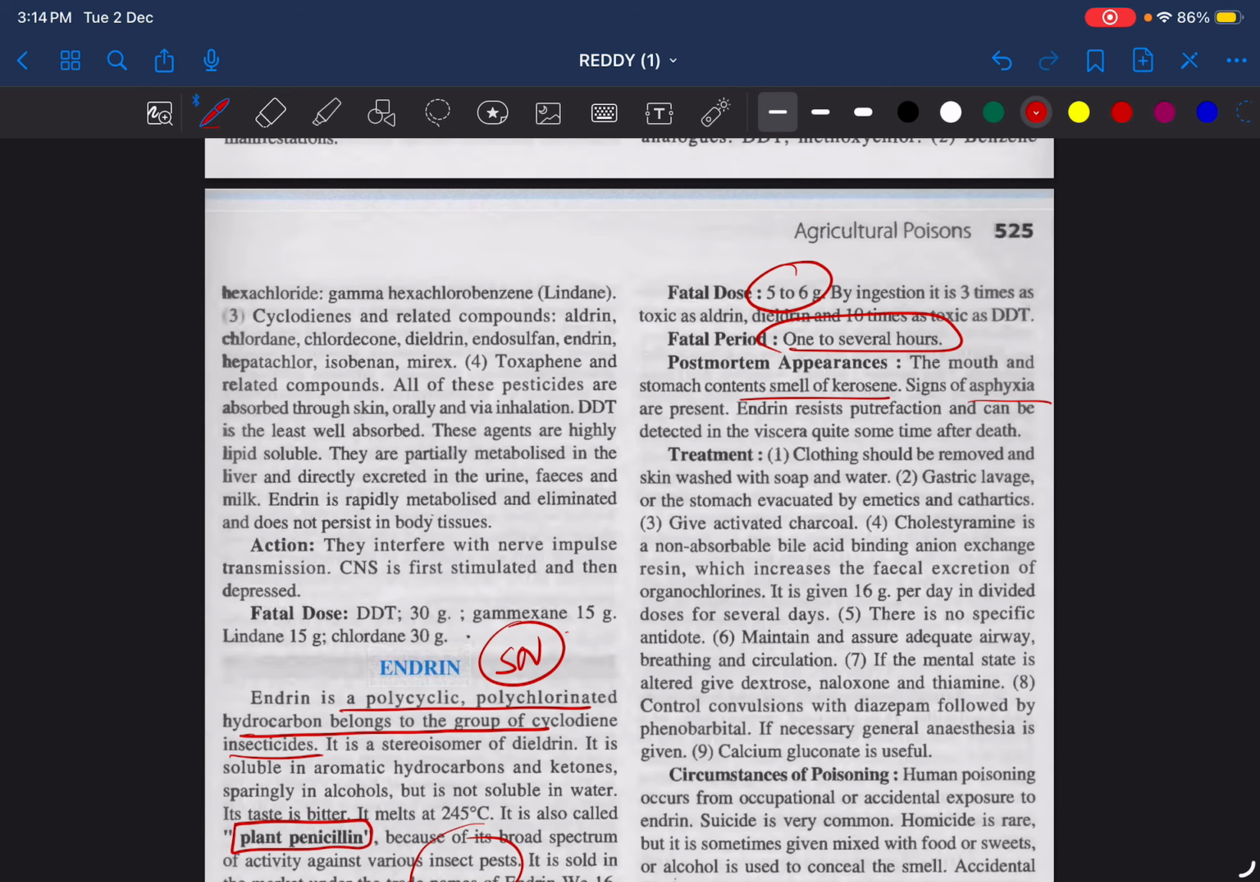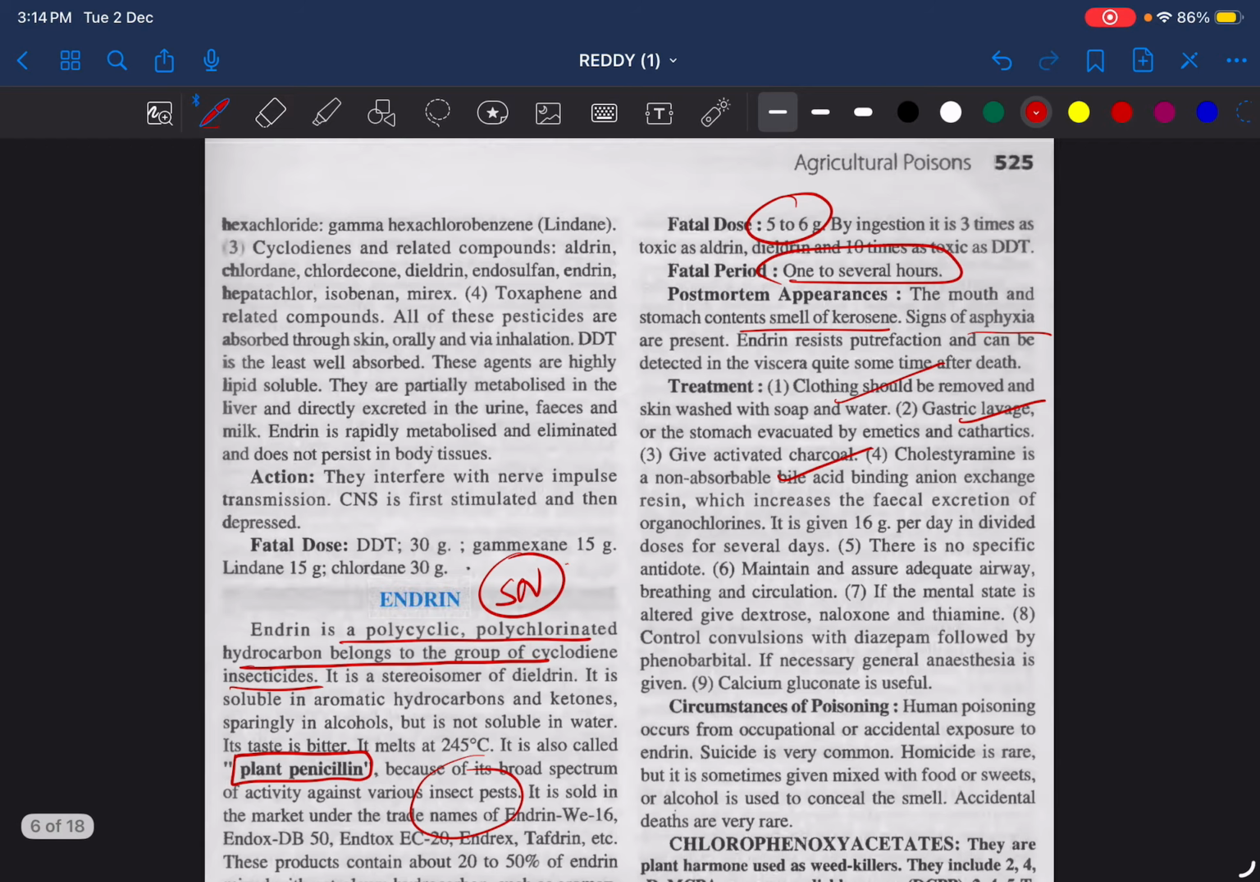And even in a putrefied body, endrin or plant penicillin can be detected. Treatment: clothing should be removed, gastric lavage, give activated charcoal. Okay, and remember, calcium gluconate is useful. Calcium gluconate is useful. There is no specific antidote. Unlike OPCs and carbamates, we can't use atropine and pralidoxime here. Here, there is no specific antidote.